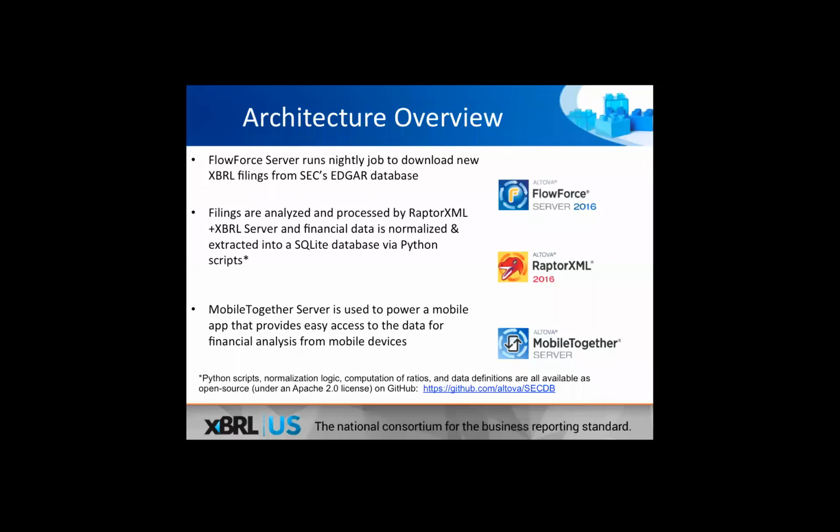And the last piece of the puzzle is our mobile application development environment called Mobile Together. Mobile Together server is the backend of that and runs on the same hardware as the other 2 server products to make that data available to the mobile application that I'm going to show you next. So that's sort of the backend quick architecture overview.